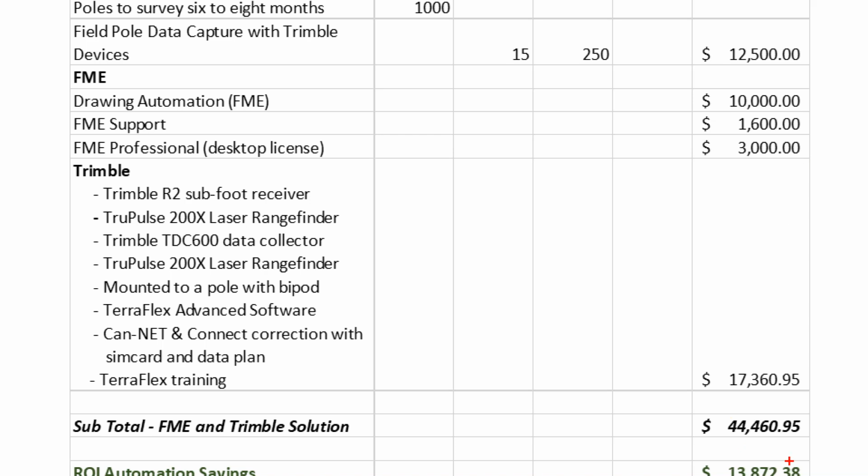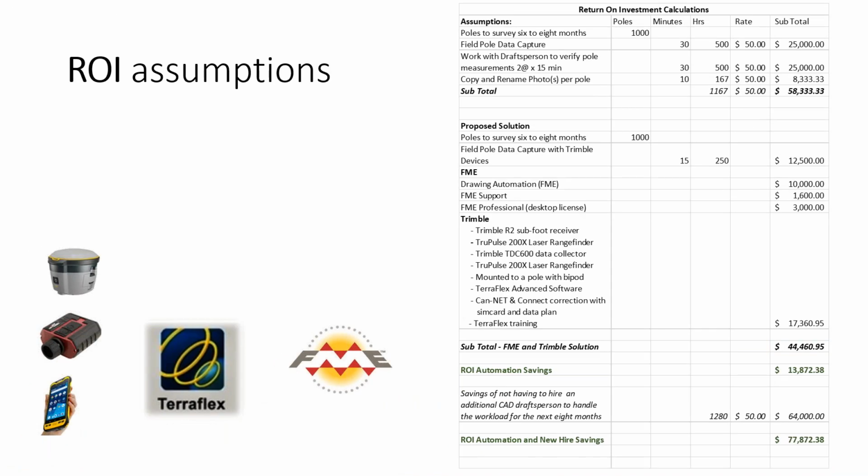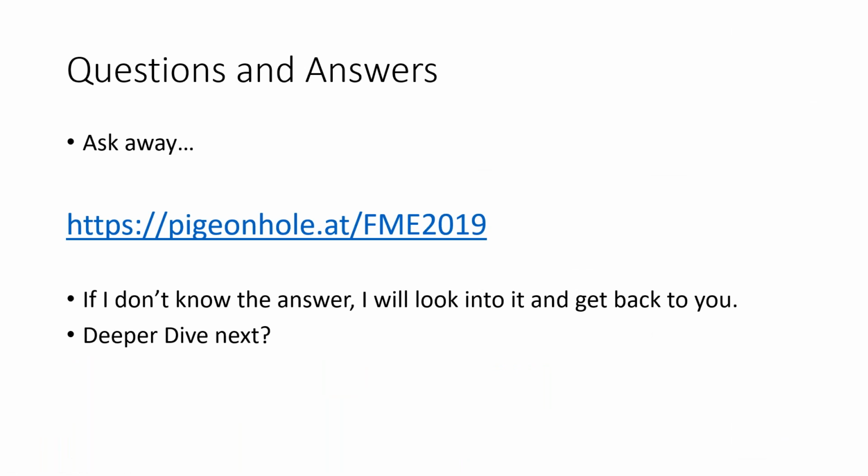So when we combine the FME licenses, the support, the professional services for developing this robust application, as well as the Trimble hardware, we're looking at about $45,000. So the initial savings on that, if we compare, let me go back here one slide.